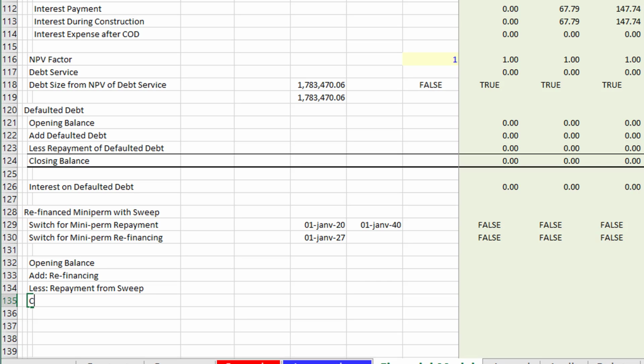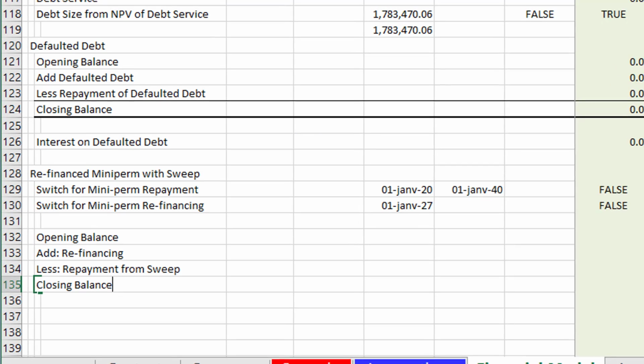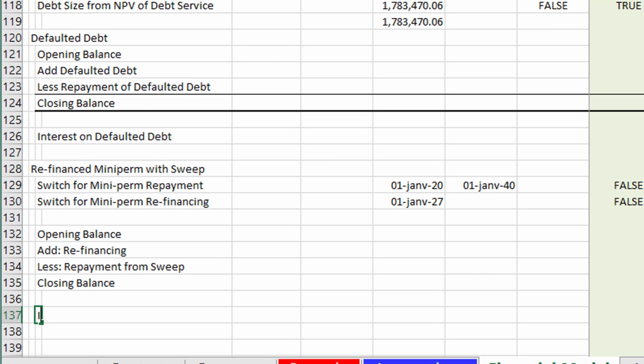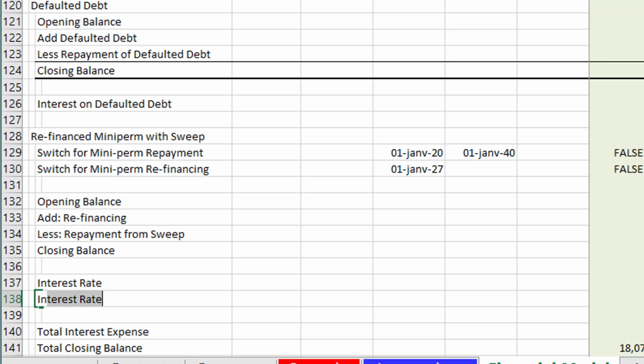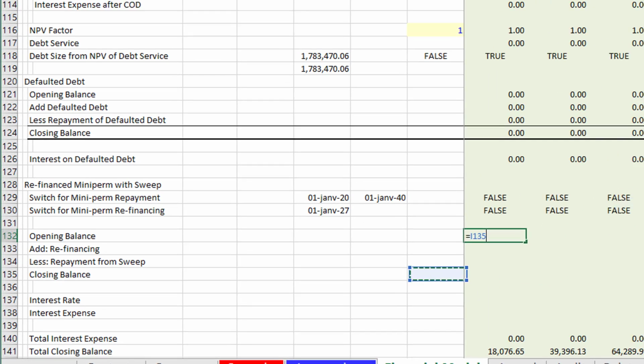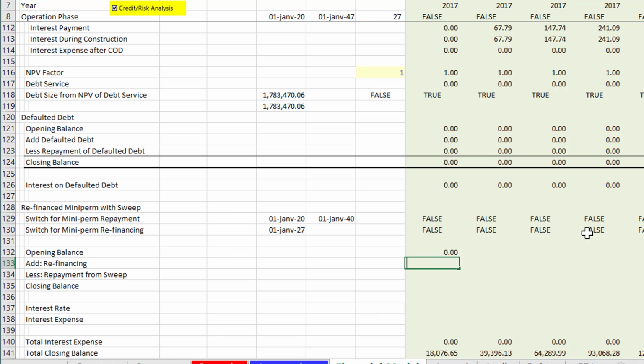Okay, and then we'll put our closing balance, and then I'm going to put the same interest rate in, and then we'll put the interest expense. Okay, so it's all very straightforward, really, as we always do. I mean, I'm sorry to waste your time almost on this.